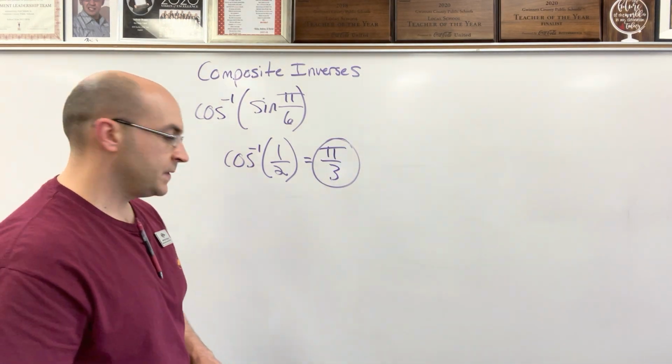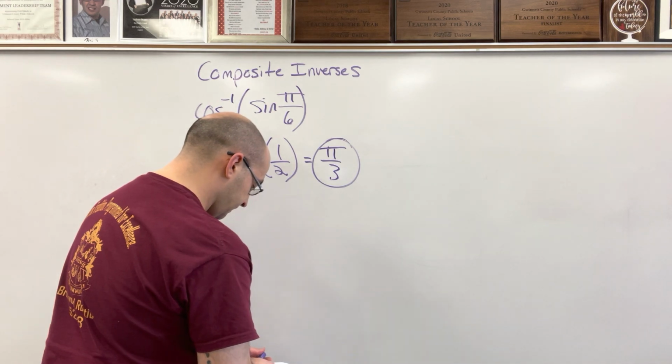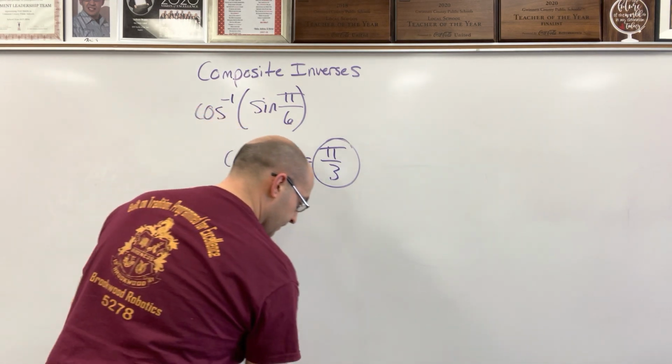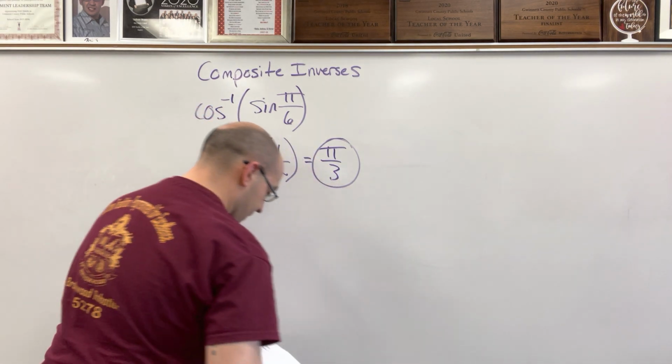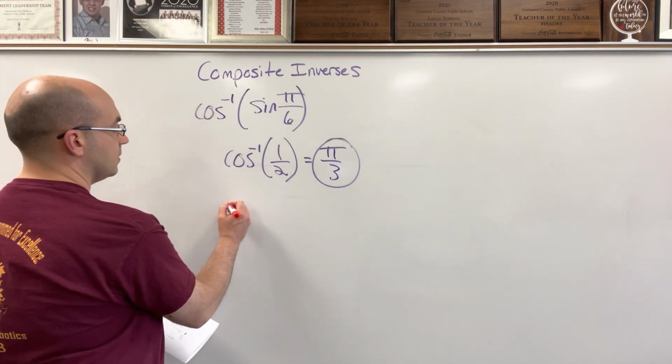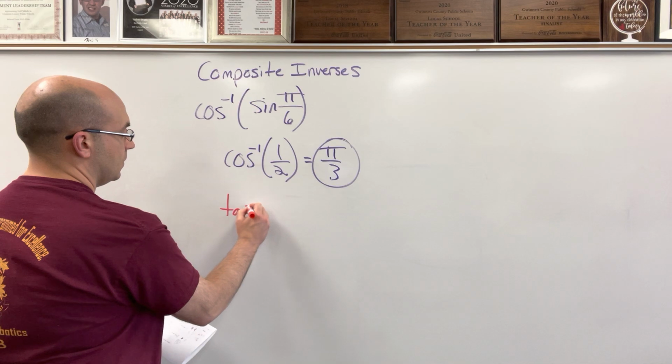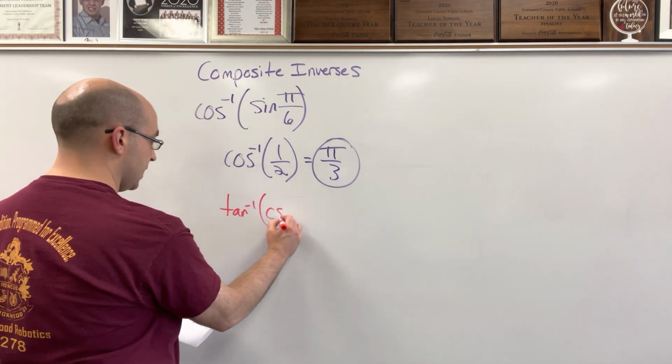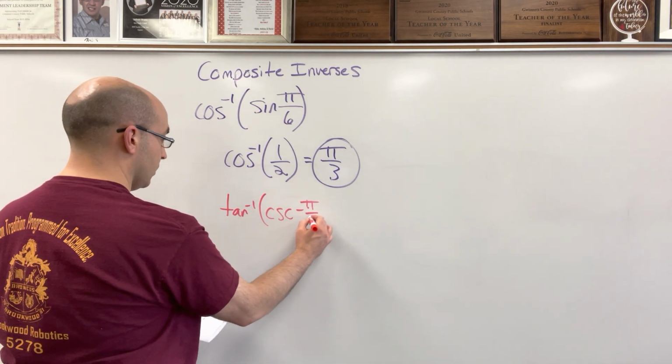Let's do a couple more. Let's get a different color. I don't want to erase that just yet. Okay. Next one is inverse tangent of cosecant negative pi over 2.